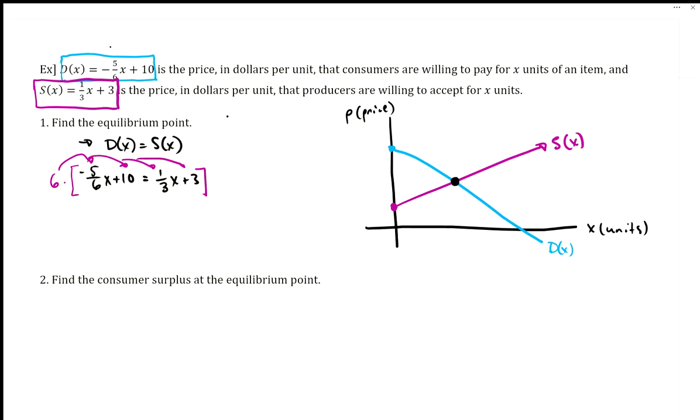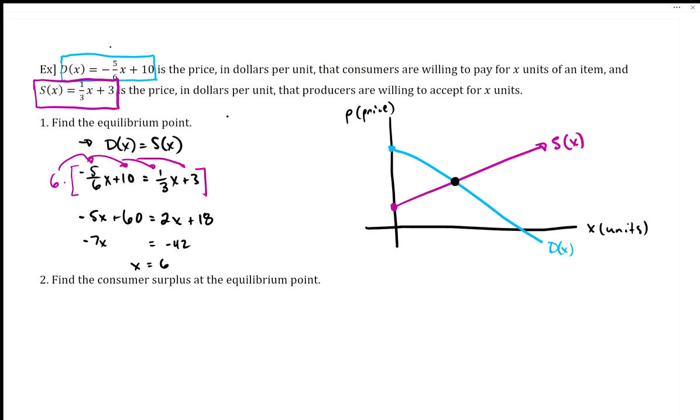And so if I multiply everything by 6, the 6 and 5/6 would become negative 5, and then x is attached, plus 60 equals 6 times 1/3 would be 2, and then x is attached, and then 6 times 3 is 18. Okay, so we have this set up, and then I'm going to subtract the 2x over to get negative 7x, and I'm going to subtract the 60 over to get negative 42. And then when we divide by negative 7, we're going to get x is 6.